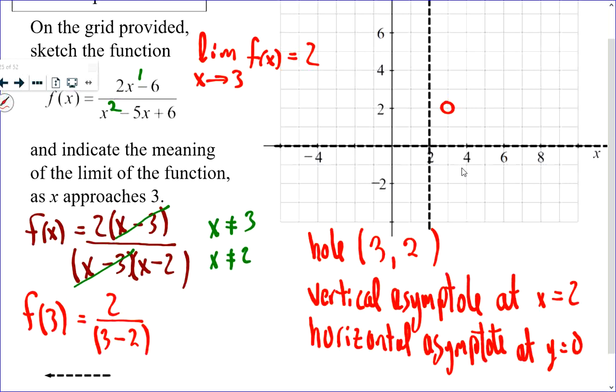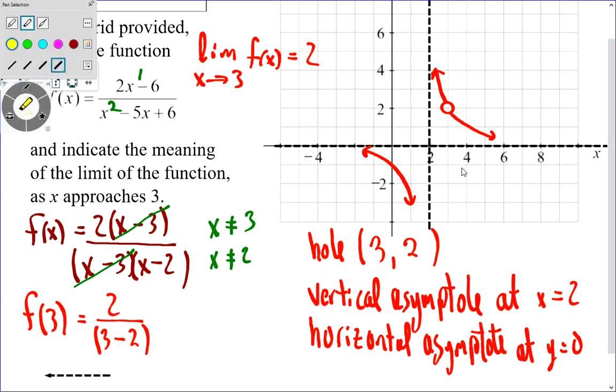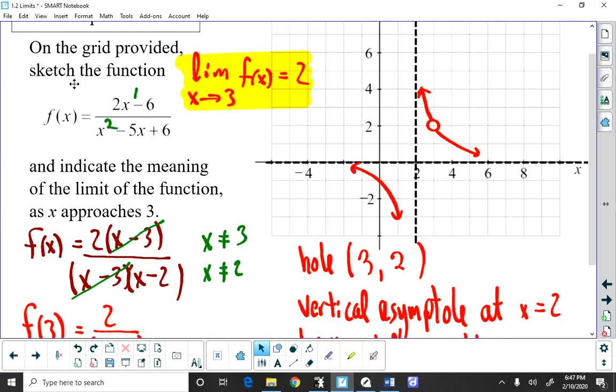And I don't really want to get into the other features of the graph here. We'll just draw the picture now to save a little bit of time. The function will look like this. It will have 2 branches to it, and it will look like the following. The hole is the significant feature of this graph in terms of the limit. Remember that we want to explain why the limit of the function as x approaches 3 is equal to 2.